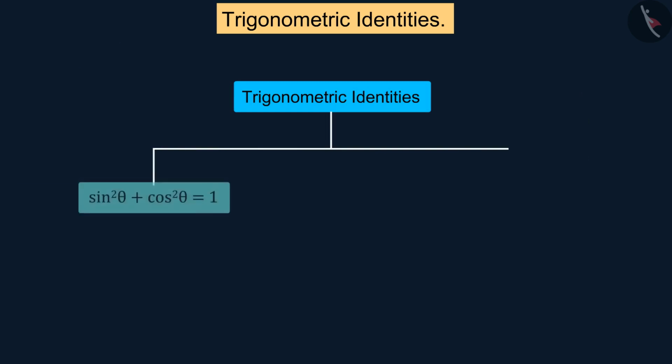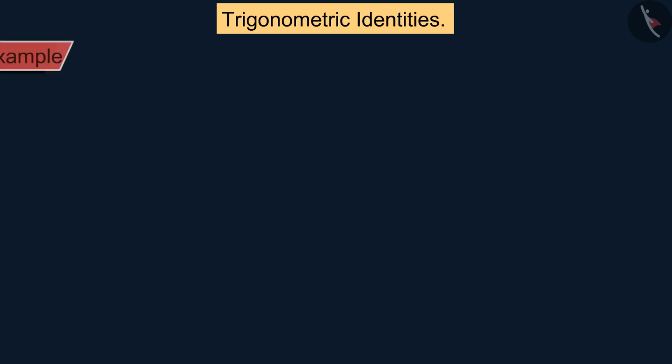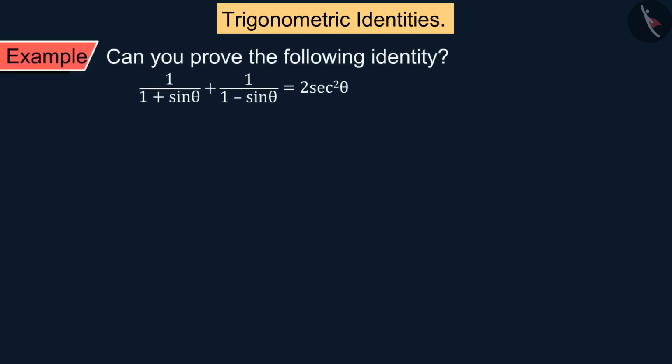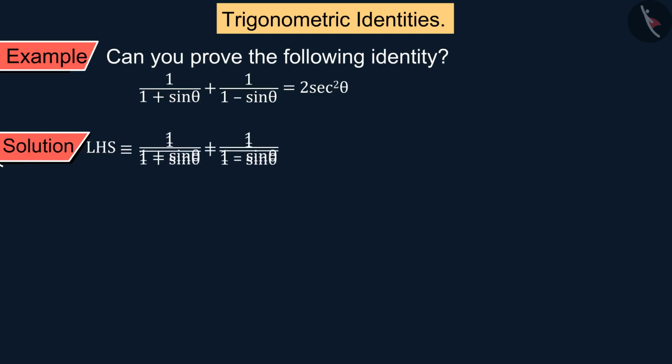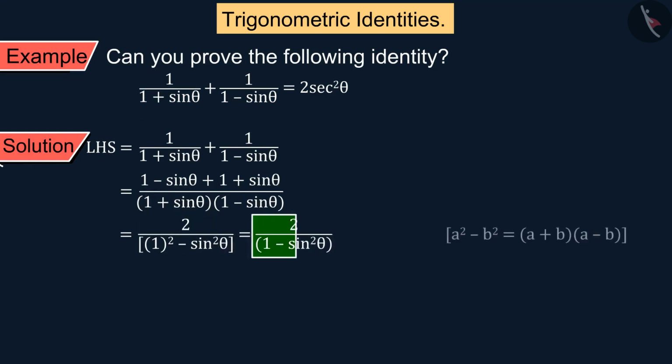Using these three identities, we can express each trigonometric ratio in terms of other trigonometric ratios. Let us understand this by an example. Can you prove the following identity? Let's see. Let's discuss first its left side, where we take the lowest common multiple and solve, from which we get 2 by 1 minus square of sine theta.